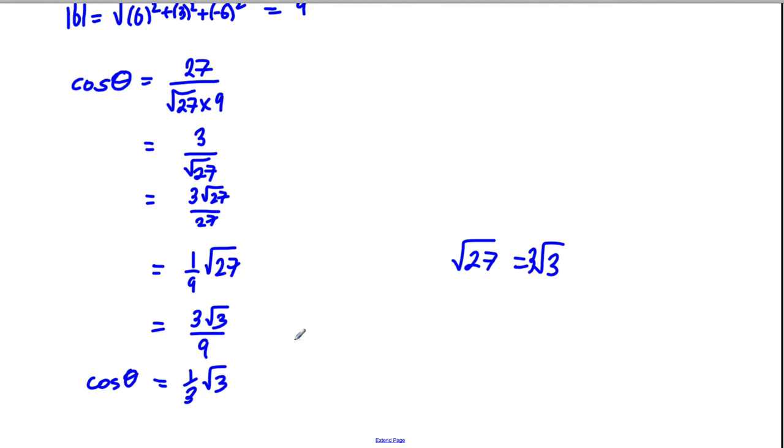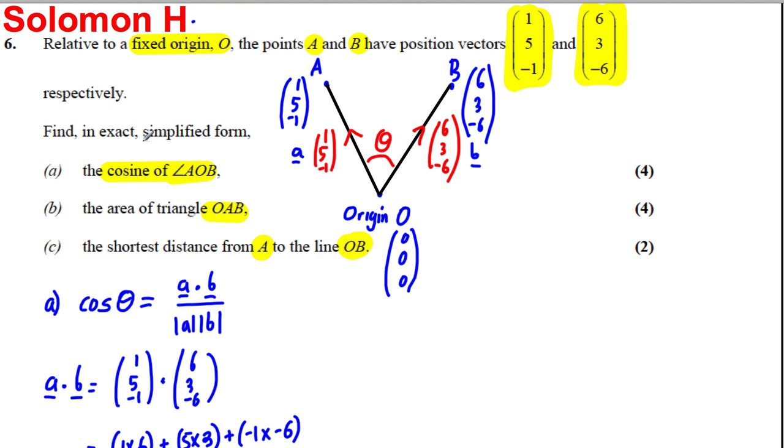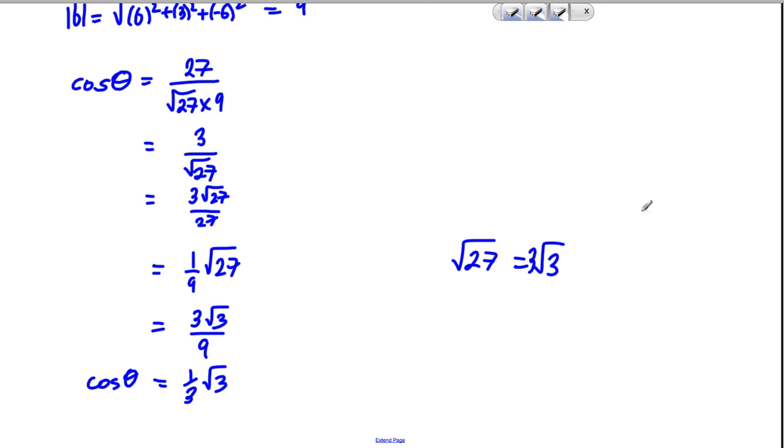Now in the question it did ask to do it in simplified form, so it was very important. That's why there were 4 marks for something quite easy. Okay, so cos of this angle is a 3rd root 3. So I'm going to write in my picture here, cos of theta, not the angle, but cos of the angle is a 3rd root 3. Okay, and I can rub this stuff out now.